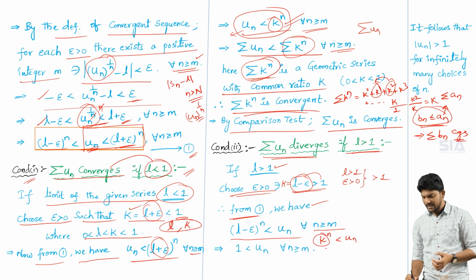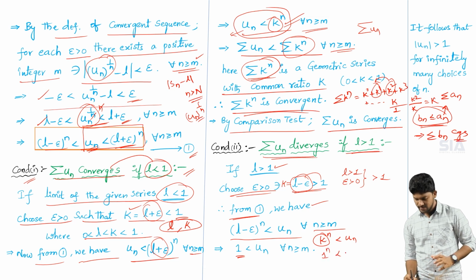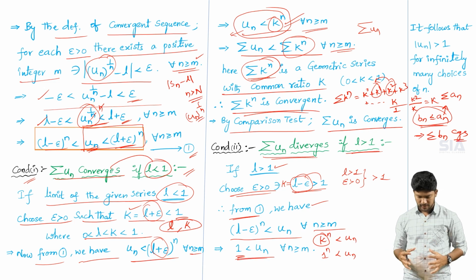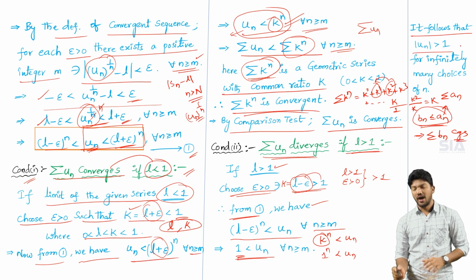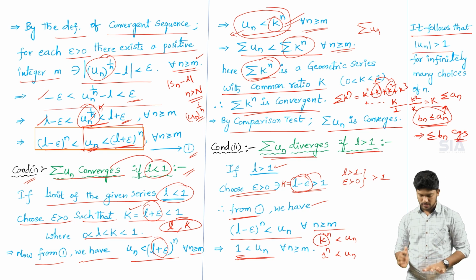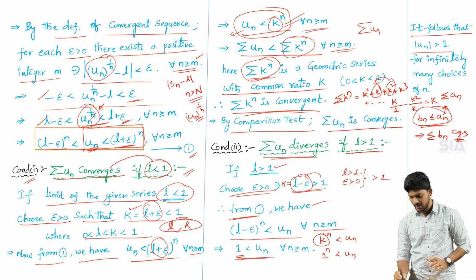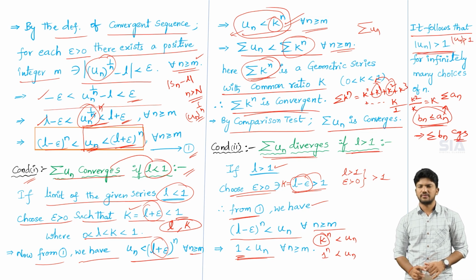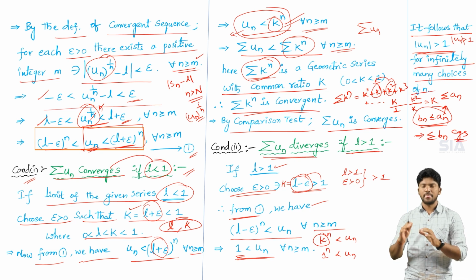But this k power n is always greater than 1, so we can write that value as 1. 1 power n is also less than or equal to u suffix n. So 1 power n is nothing but 1, less than u suffix n for all small n greater than or equal to small m. It follows that mod u suffix n is greater than 1. If you write 1 less than u suffix n in reverse, u suffix n is greater than 1. Applying mod, mod u suffix n is greater than 1 for infinitely many choices of small n.